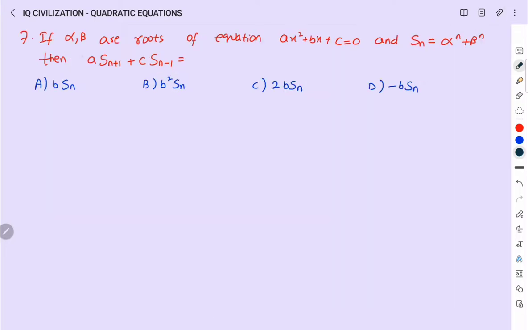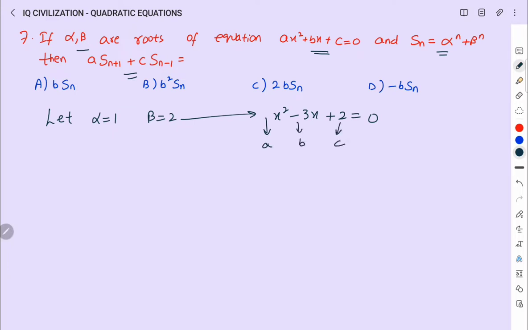Yeah, here is the next one. If alpha, beta are the roots of this equation and Sn is given, then we need to find the value of this. Let us take alpha value 1 and beta value 2. I'm not writing it again and again because we should be capable of doing this: x square minus (alpha plus beta) into x plus alpha beta equals 0. So directly I'm writing x square minus 3x plus 2 equals 0. So here this is my A, this is my B and this is my C.